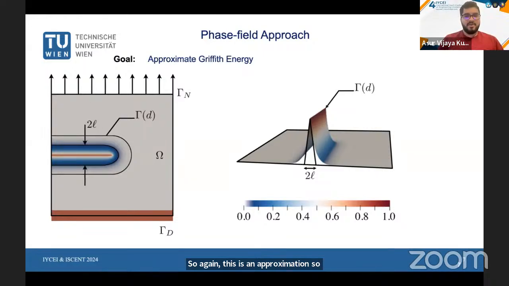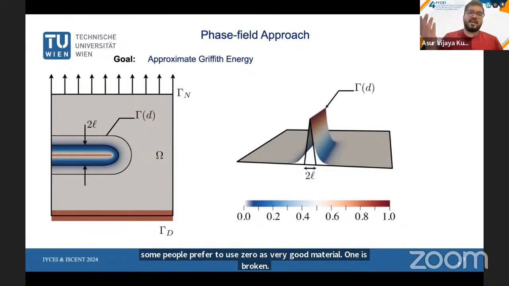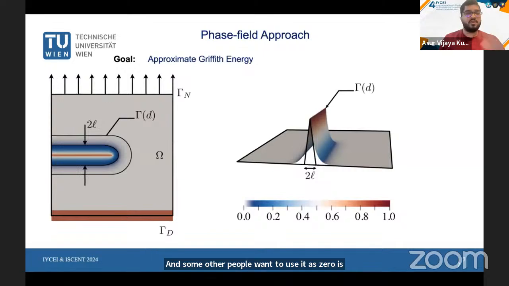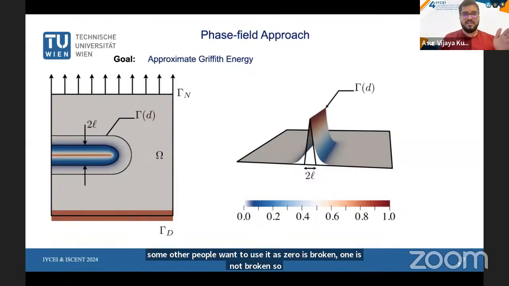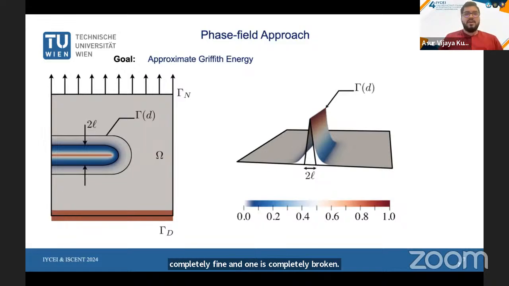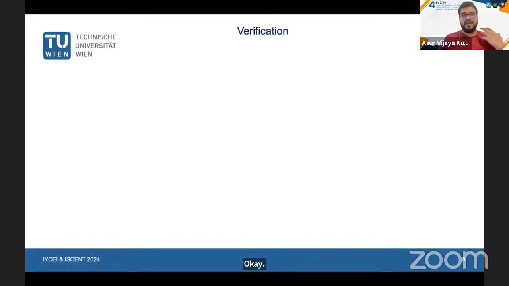So the value of the approximation, if it's 0, then it's completely fine. If it's 1, it's completely broken. In other literature, you will see people telling the opposite. So it's again exactly the same, meaning that some people prefer to use 0 as very good material, 1 is broken. And some other people want to use it as 0 is broken, 1 is not broken. So here I am going to say 0 is completely fine and 1 is completely broken. Okay. So to again motivate you to look into fracture in detail, I'm going to show some examples that we have been doing for a very long time.